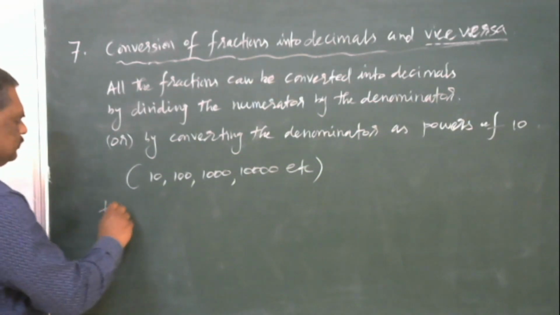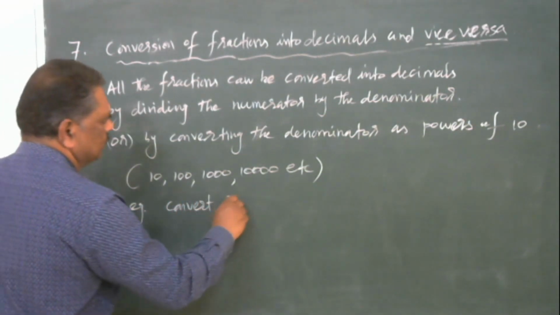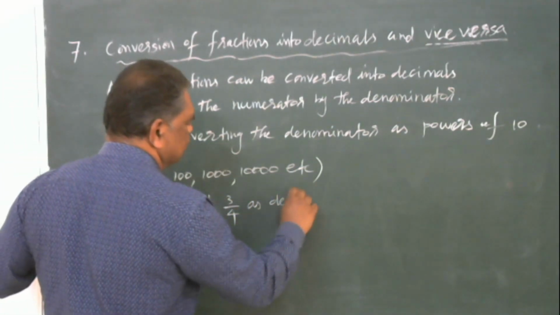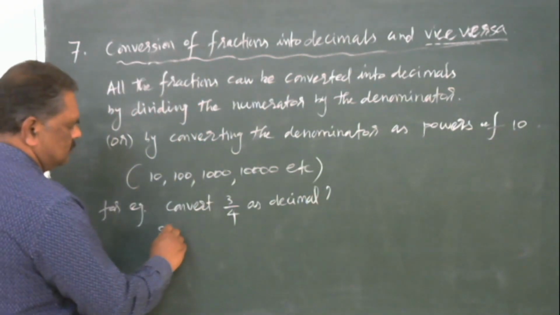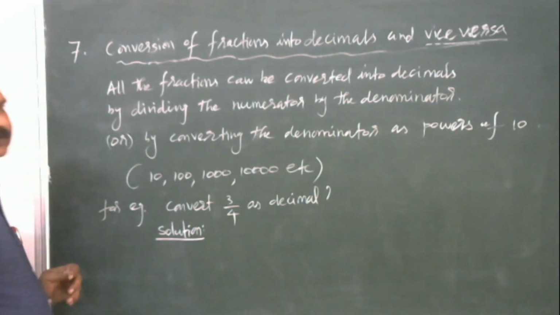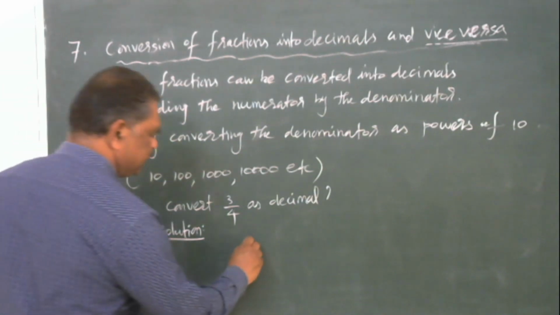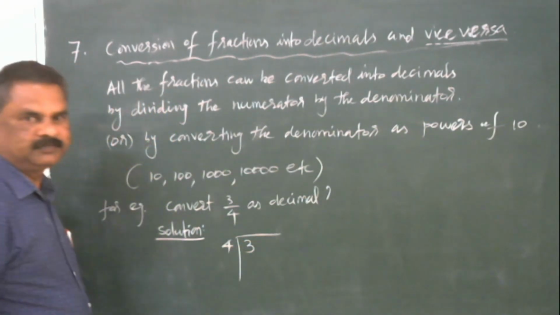For example, convert 3 by 4 as decimal. Solution. So as I told you, the first method is the division method. So you need to divide the numerator by the denominator.